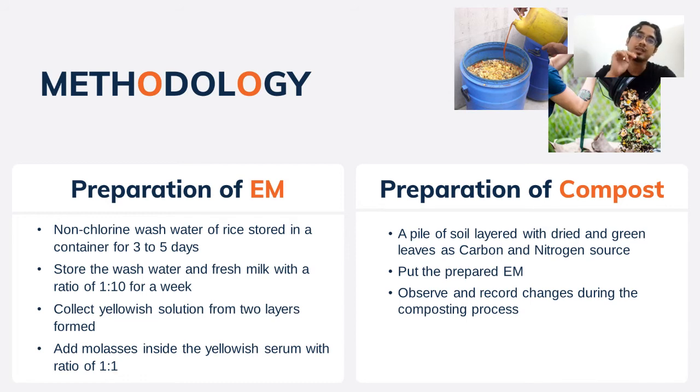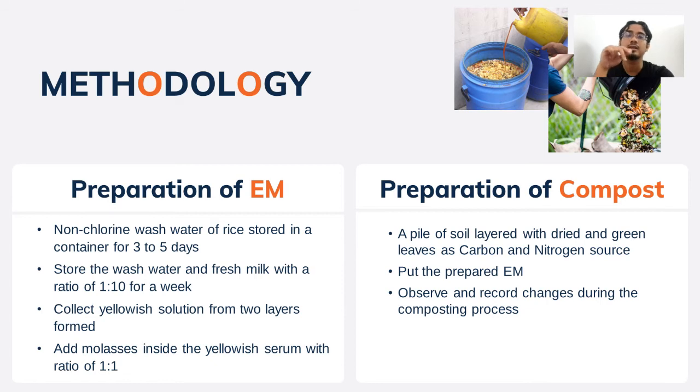For the preparation of the compost, the first thing to do is prepare a pile of soil layered with dry leaves containing carbon source and green grass clippings as the nitrogen source, as explained in the first part of mine. Then put the EM that had been made before into the pile and leave it for the composting process to start.